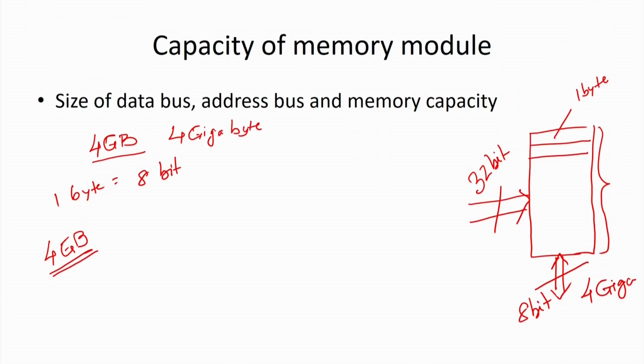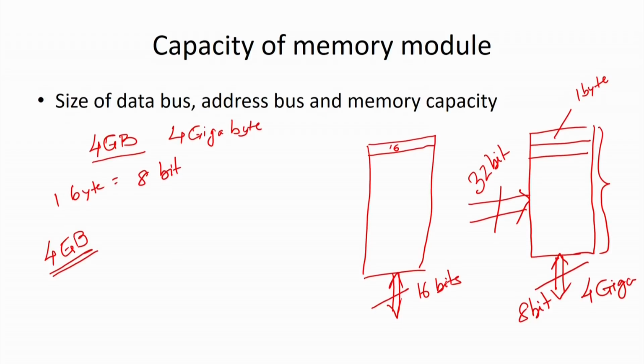So, 4 gigabyte, I am talking about the memory capacity is 4 gigabyte, but we are not mentioning how many memory locations there are. Now, if in every memory location I am going to store 16 bits of information, then the data bus is 16 bits. Here in every memory location I am going to store 2 bytes. Since every memory location stores 2 bytes, the number of memory locations will be reduced by 2.